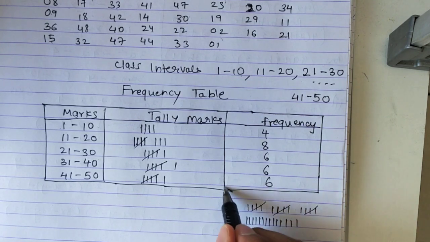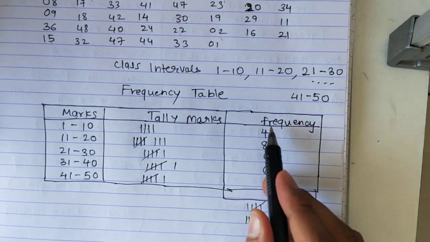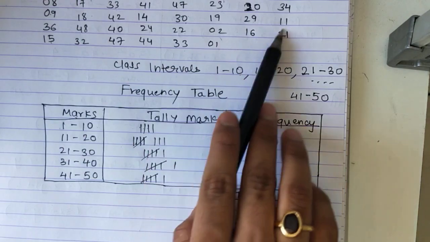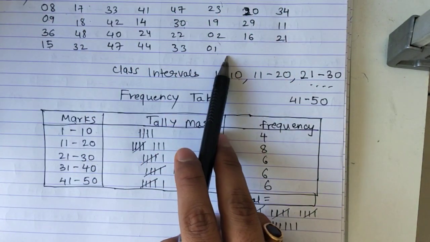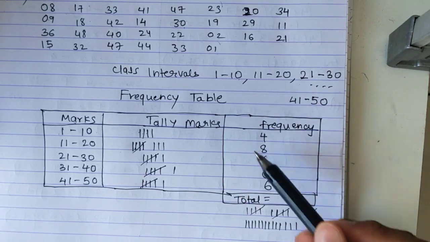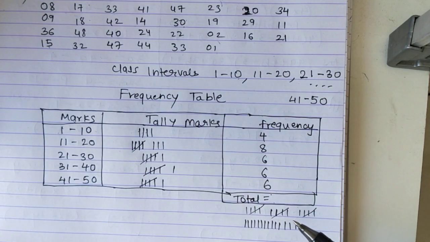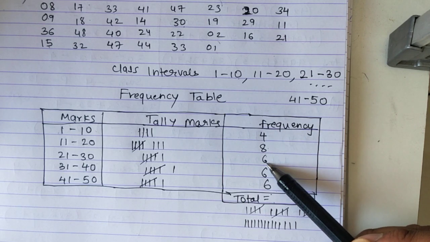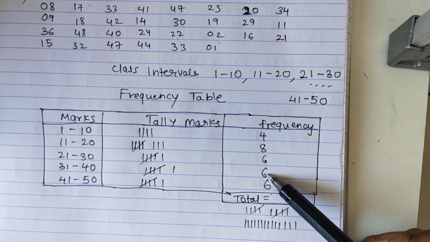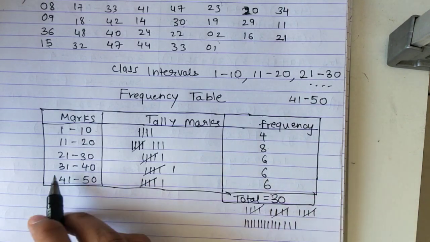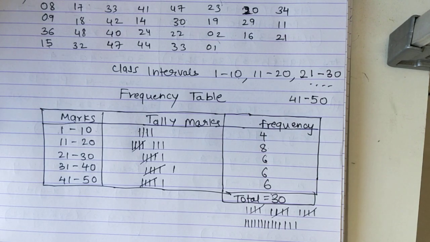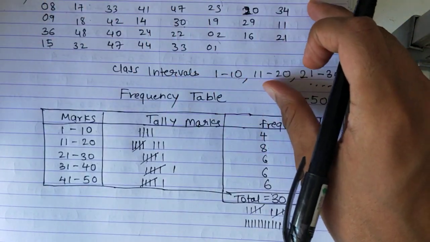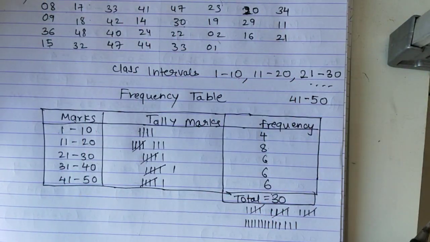Now remember that when you add all these numbers to check your answer, the total should always be equal to the number of values. Okay, how many numbers were there? There were 30 numbers. In the question also they had given that there are 30 students. So when you add these, you must get the answer 30. So this is 12, 4 plus 8, 12, 12 plus 6, 18, 18 plus 6, 24, 24 plus 6, 30. So this is my frequency table. Okay, I hope you have understood. So no need to copy this data in the notebook, just draw this frequency table directly.